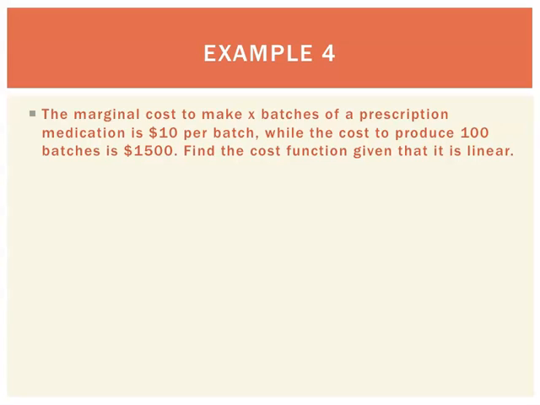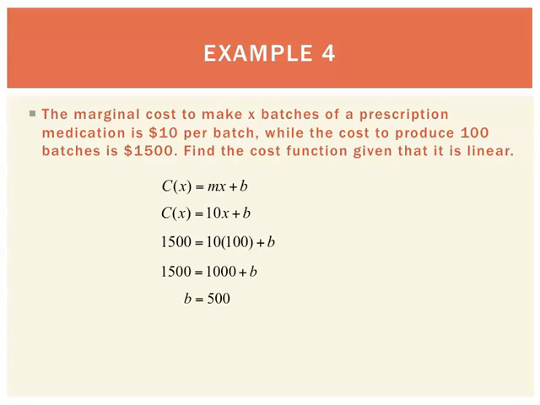So we do know that the marginal cost is $10 per batch, so we can start there. Now what we do know is that to produce 100 batches, it's going to cost $1,500. So we can plug this in for x and C of x, and then solve for b. So we have 1,500 equals 10 times 100 plus b, which means that b must equal 500. So here it's asking for the cost function, so this would be C of x equals 10x plus 500.